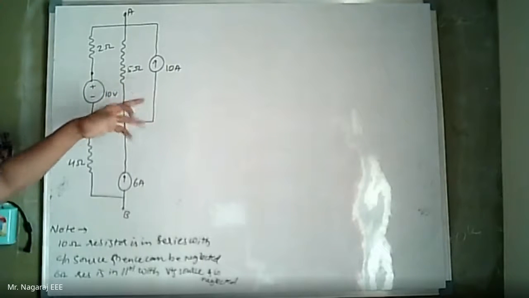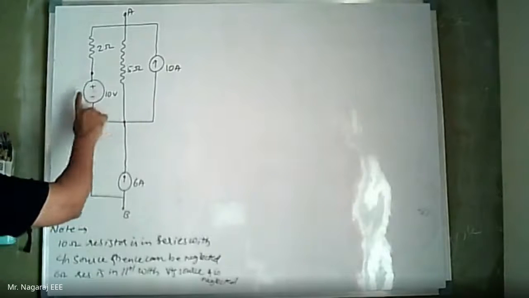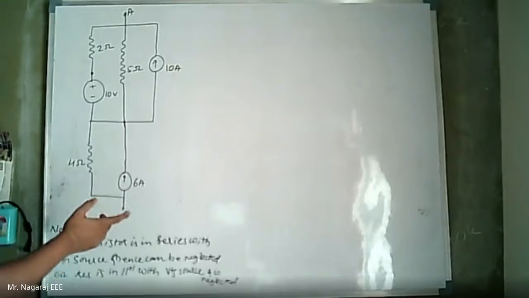So what I will do now is convert this 10 volt 2 ohms voltage source into a current source. Then two current sources will be in parallel, and I can add them easily. I will convert that current source into a voltage source, because at the end I have to add this voltage source to the terminal A connections.